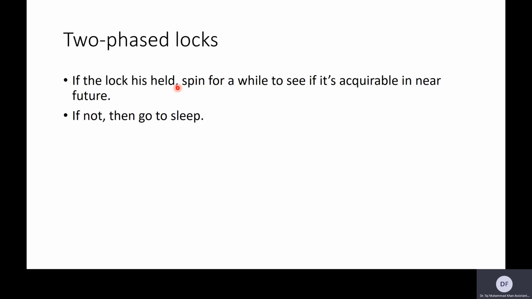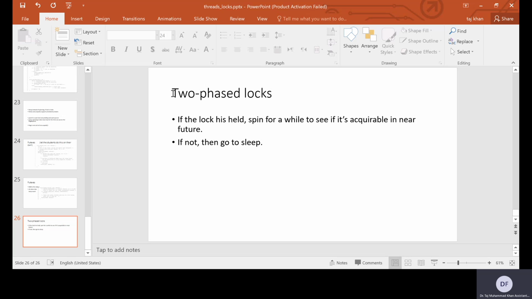The thinking behind this is that sleeping and context switching is expensive. Okay, so before going to sleep, we can spin for a while to see if the lock is available immediately. So that way we will avoid the sleep operation and context switching. So this is two-phase locks, and this basically concludes our chapter on locks.